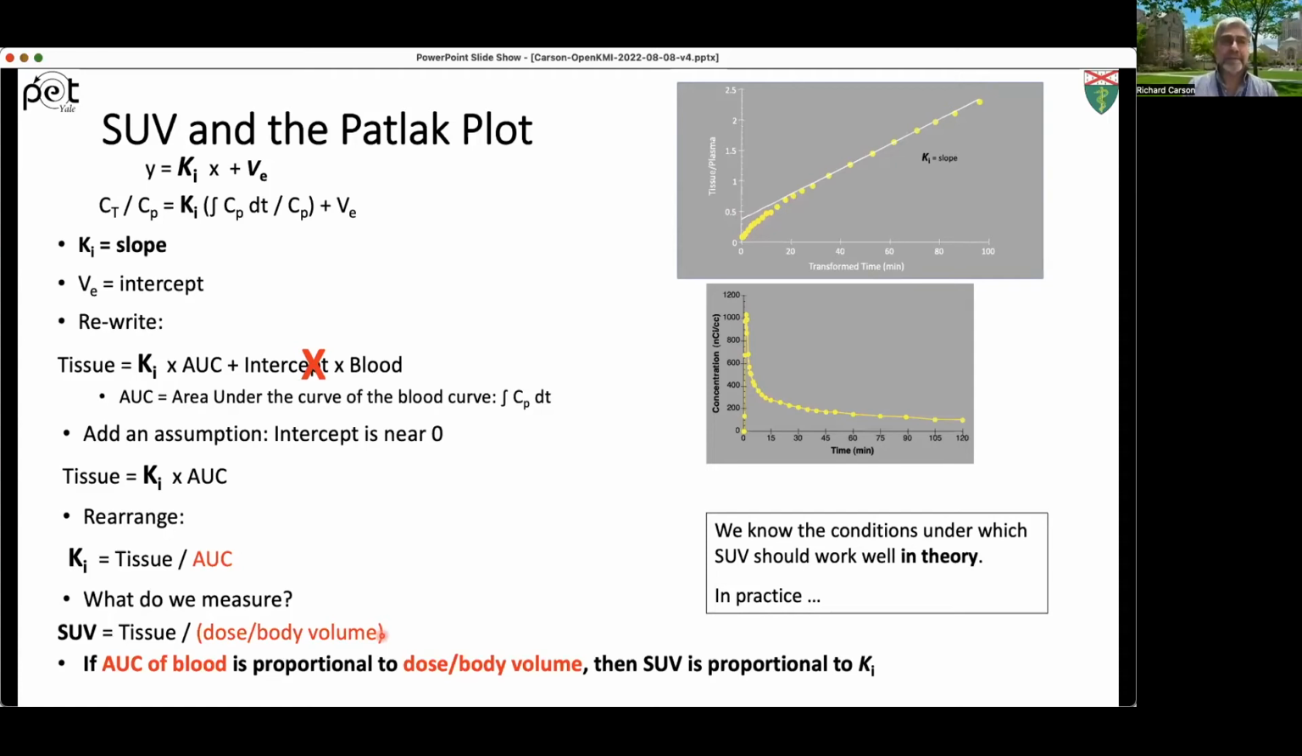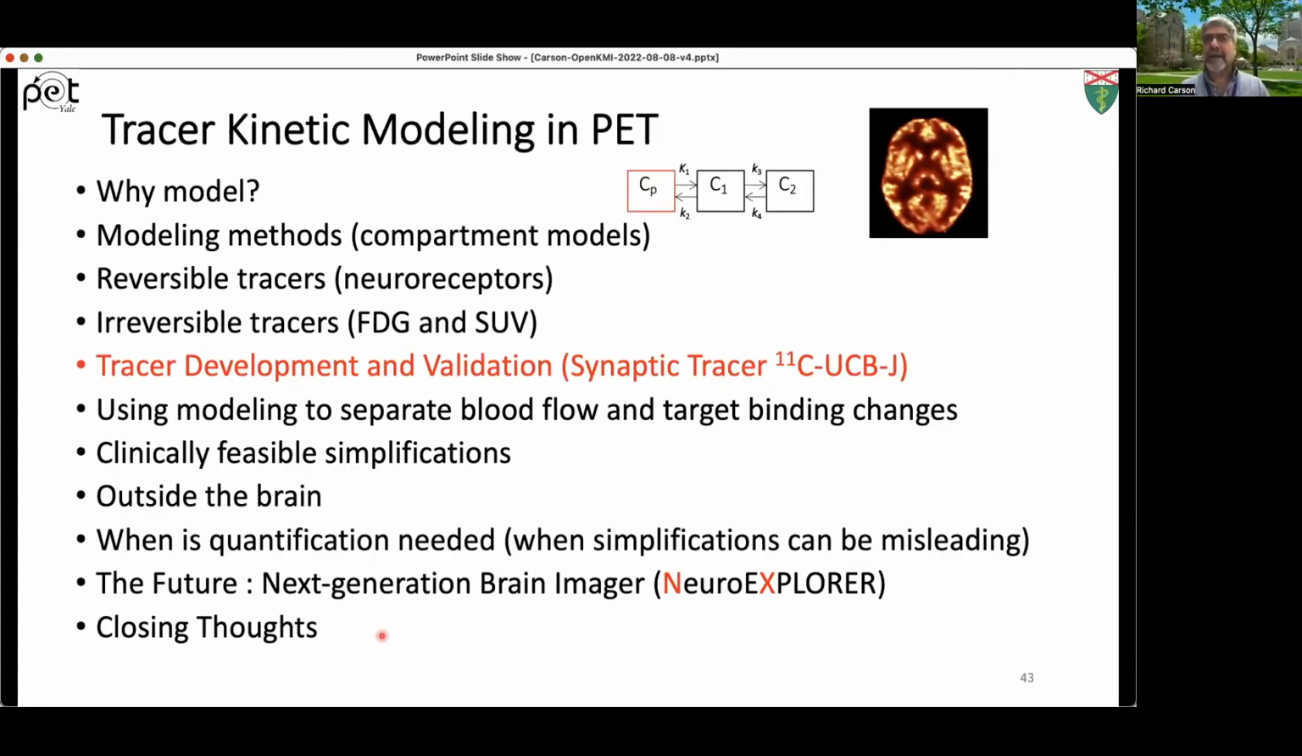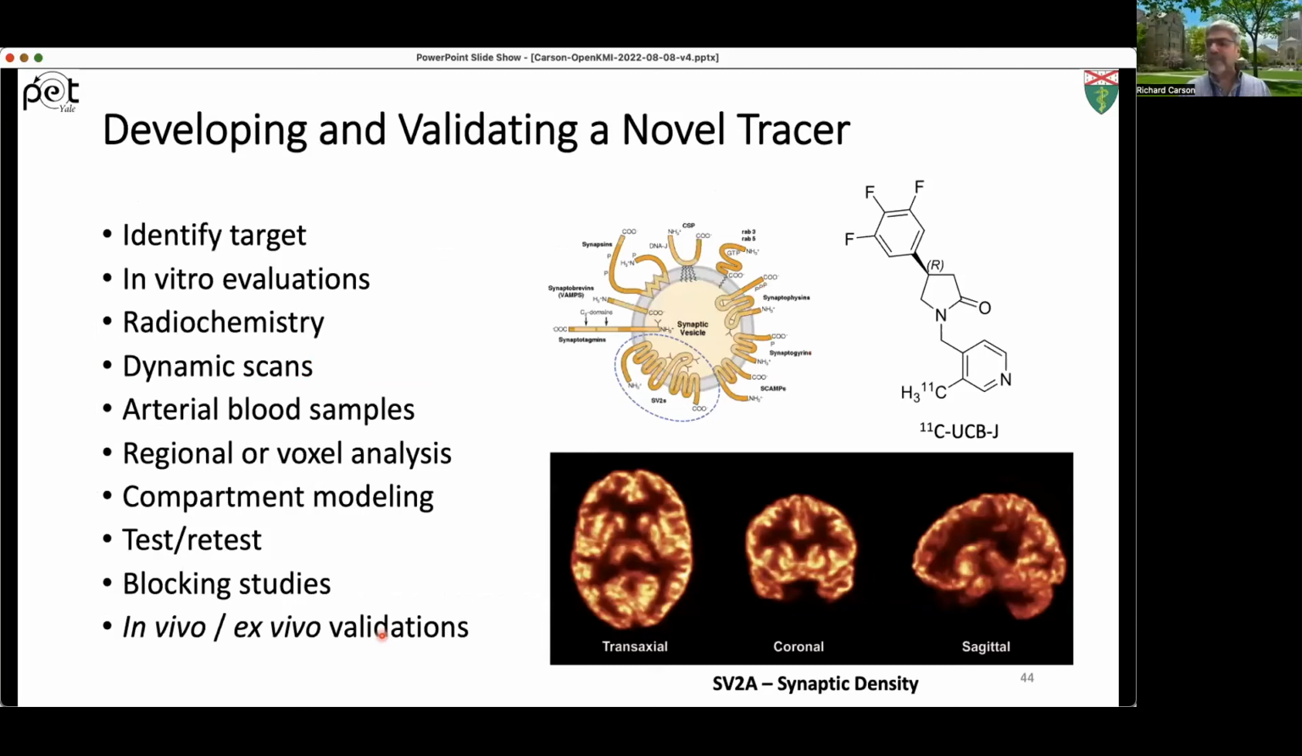All right, so now let's back up a little bit and talk about how we develop those tracers in the first place. And I will talk about my favorite tracer these days, which is carbon-11 UCB-J, our synaptic marker. You know, there's a lot of steps one goes through in developing that.